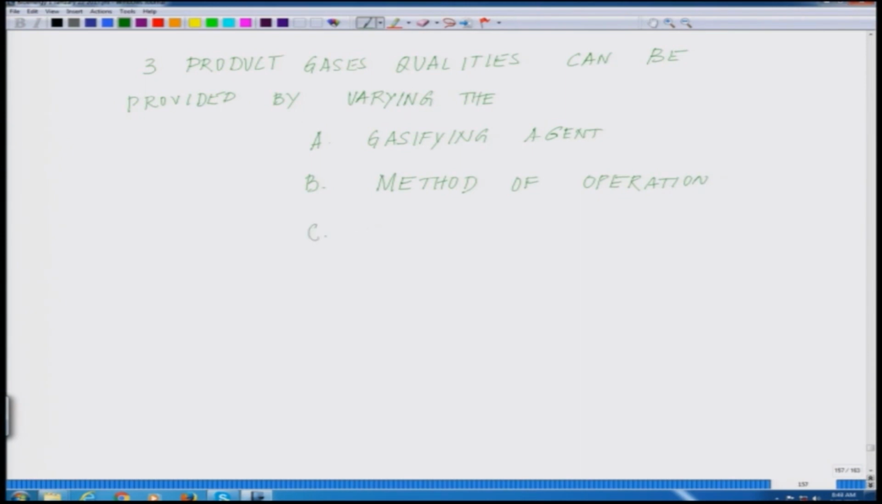and C, the operating conditions. Okay, operating conditions. Now, if we talk about the gasifying agent, there are different kinds of gasifying agents we have talked about. We have talked about air, oxygen, steam, and we have also talked about hydrogenation, where you are giving hydrogen. In other words, you are reducing the product. Okay? And sometimes further you can do catalytic steam gasification.